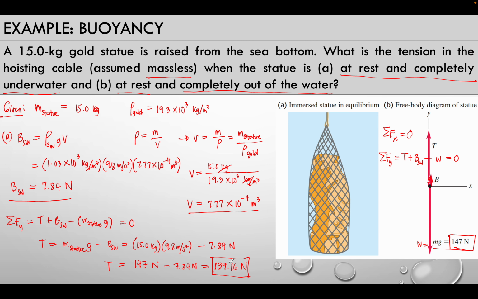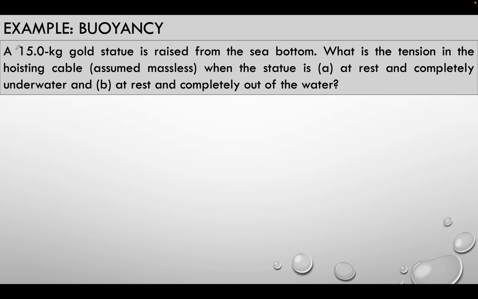So we still have letter B. Okay, so for letter B, let's continue right here. For letter B, at rest and completely out of water, meaning it is in air. So it is not in the water. We will be using the density of air now instead of the density of salt water. Again, to solve for the buoyant force in air, we use the density of air times g times the volume.